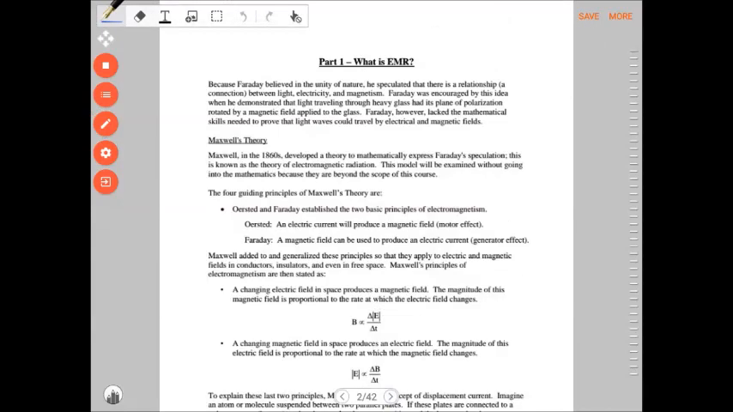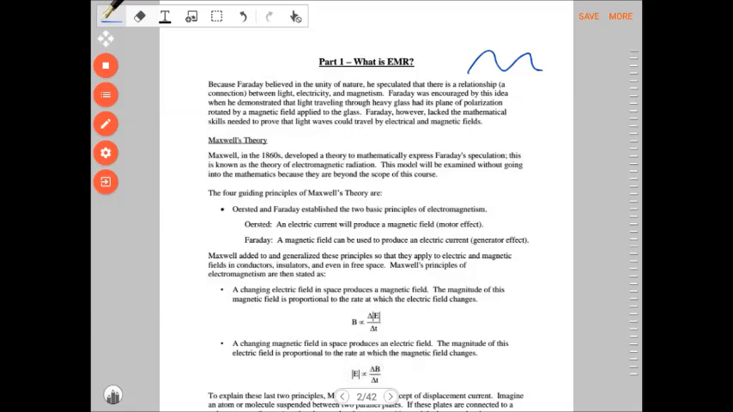Part 1, what is EMR? Because Faraday believed in the unity of nature, he speculated that there was a relationship between light, electricity, and magnetism. Faraday was encouraged by this idea when he demonstrated that light traveling through heavy glass had its plane of polarization, basically how the waves went up and down. Okay, the plane of polarization was rotated by a magnetic field applied to the glass.